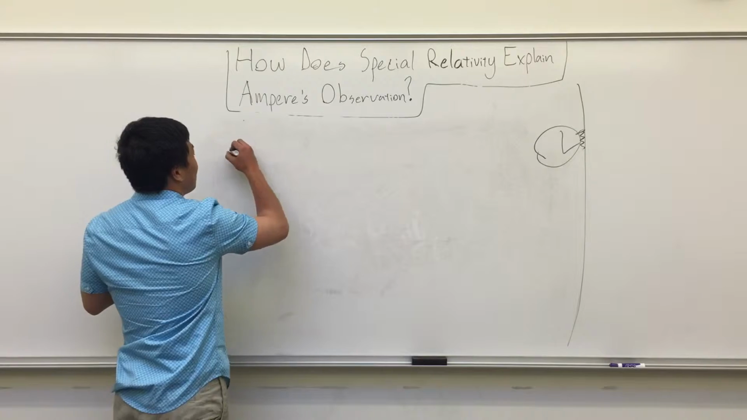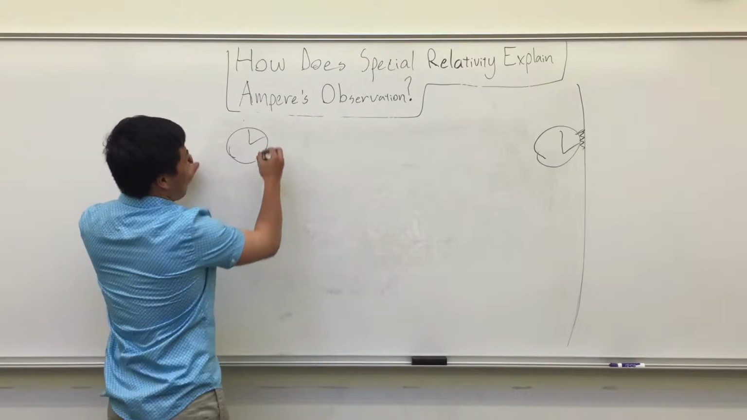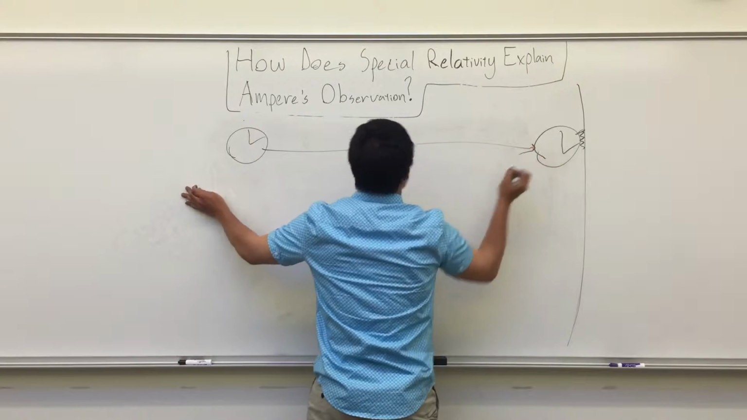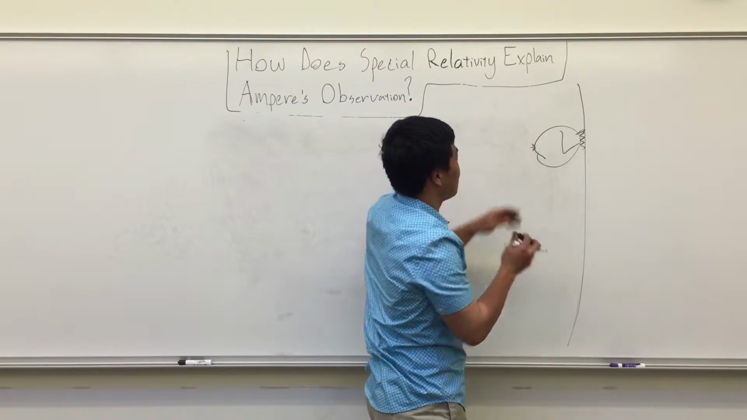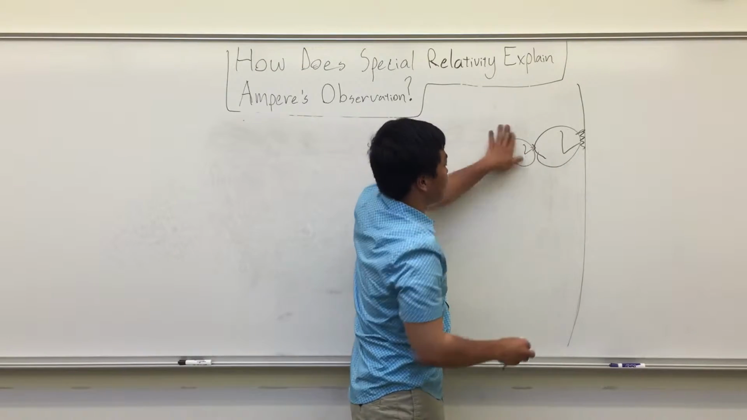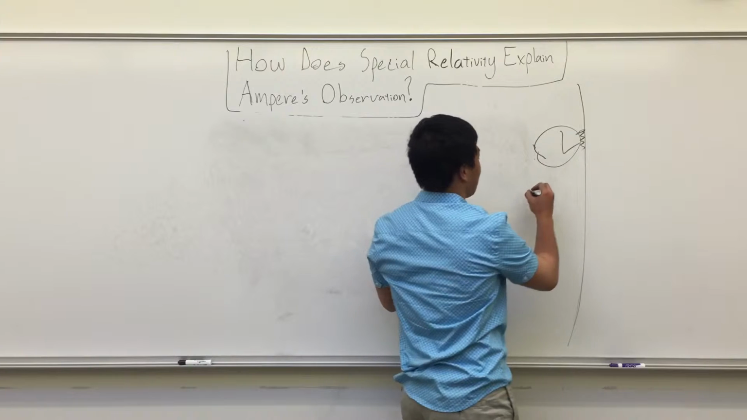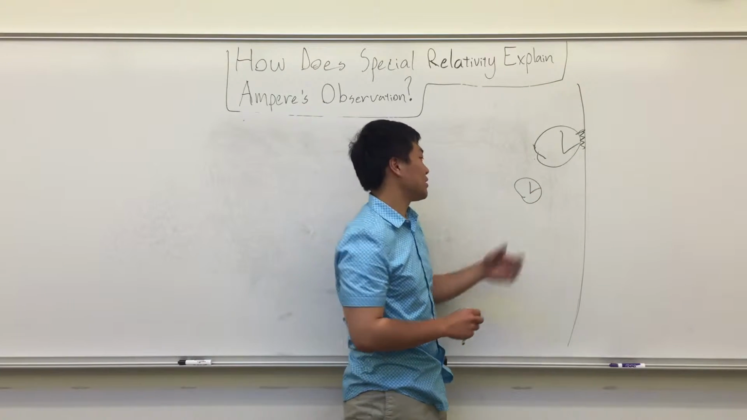At the moment that I take that identical clock out of my pocket and throw it at that clock on the wall, when these two clocks hit each other, they're going to stop each other. And then I'm going to take these two clocks and see how much time has passed.